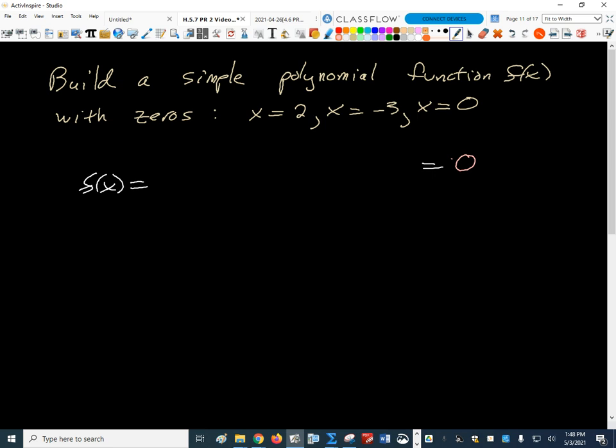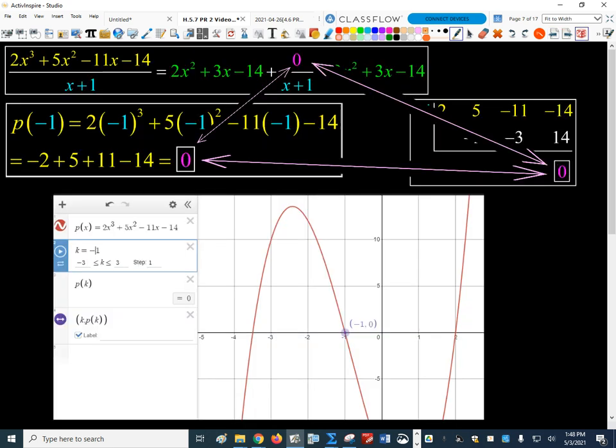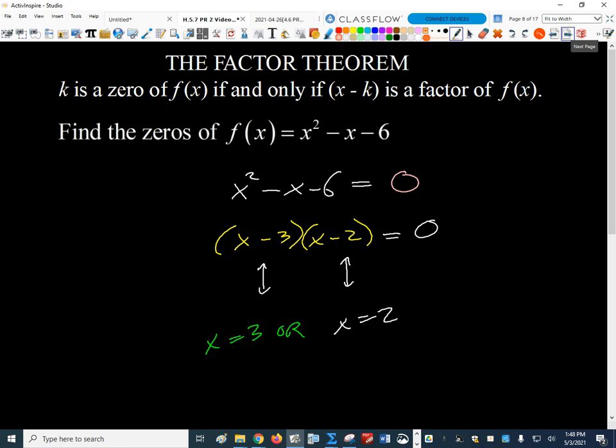Oh, okay, well, I know what you're thinking. You just got to say it differently. The zeros are 2, -3, and 0. So what would the factors be? Let's take a peek back at the factor theorem again. There it is. k is a 0 if and only if x minus k is a factor, right? So there's the connection. k is the 0, x minus k is the factor that goes with it.